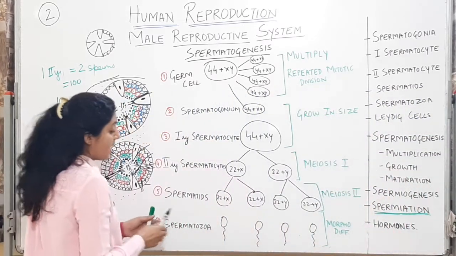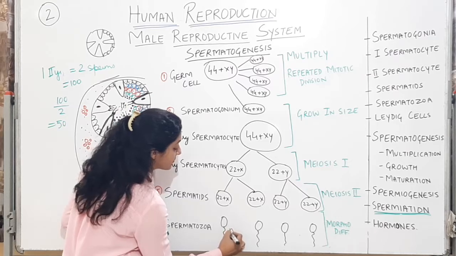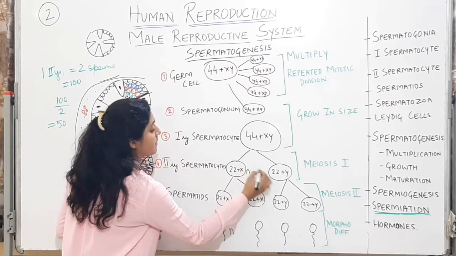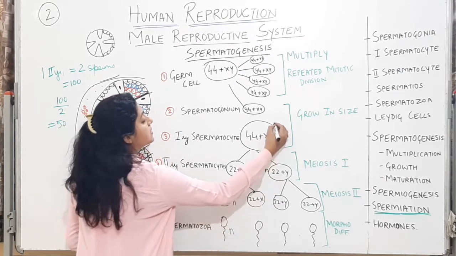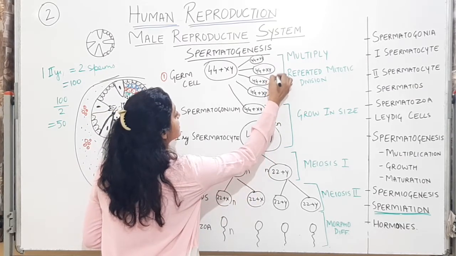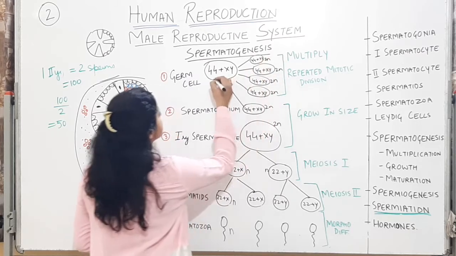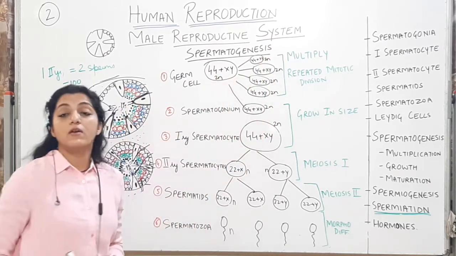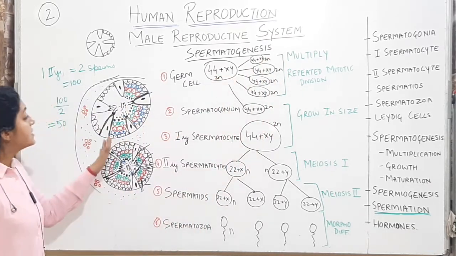Okay, so this is haploid, this is haploid, this is haploid, this is haploid. This is diploid. These all are diploid. The germ cell is diploid. For all your MCQs. So now you see the diagram.